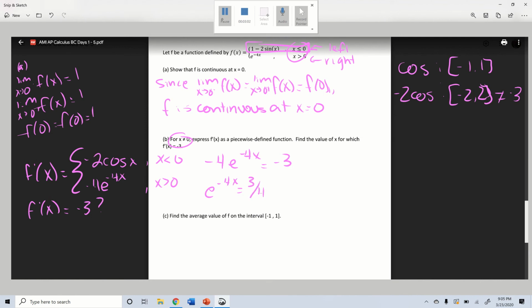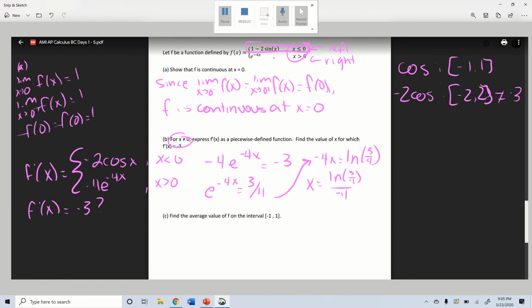To get rid of e, we take the natural log of both sides. So that's going to give us -4x equals natural log of 3 over 4. Then we'll divide by -4. And so that's going to mean you get ln of 3 over 4, over -4, for your x value.